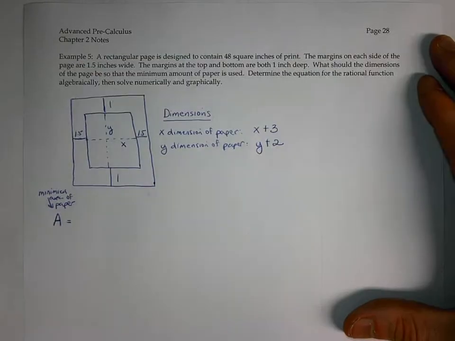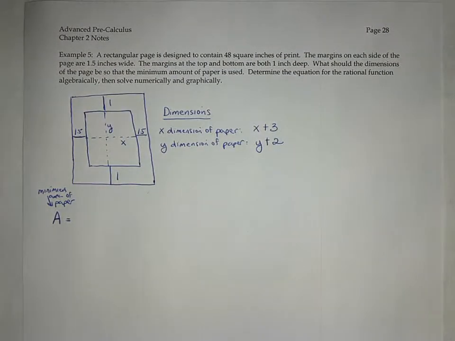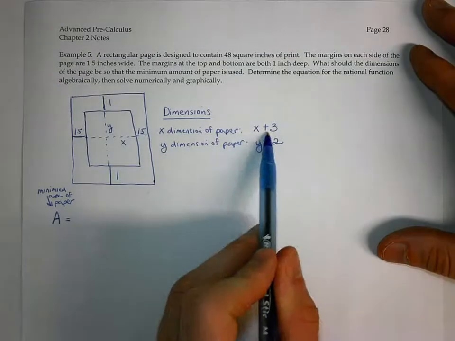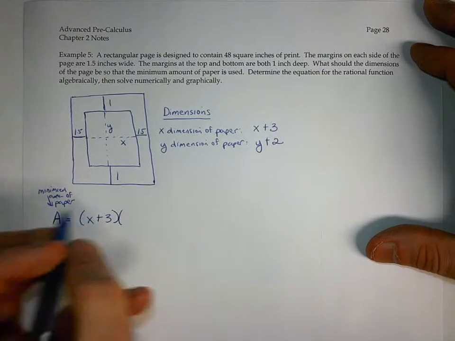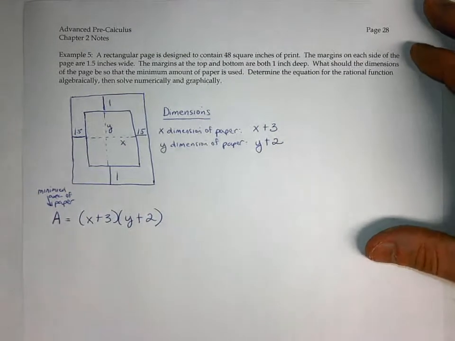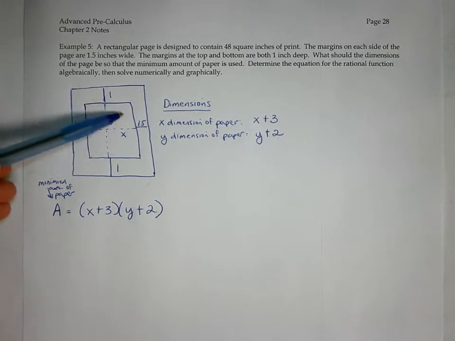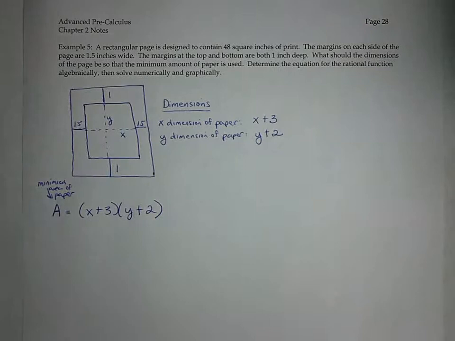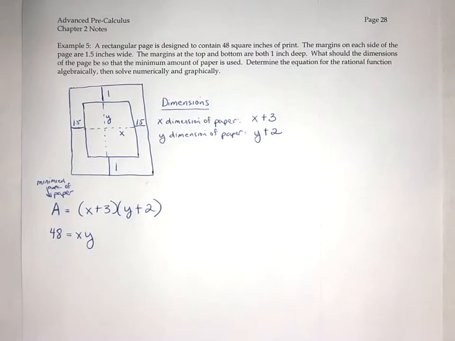So this big A that we're talking about is going to be the area of the entire page. How do we find the area of the entire page? Well, it's going to be the length times the width. If we know the x dimension of the paper is x plus 3 and the y dimension of the paper is y plus 2, my area is going to be x plus 3 times y plus 2. Now the issue is we sort of have 3 variables and one equation. Can't really do much with that. So let's use another equation. The other piece that we know is this inside area is 48 square inches of print. So let's write the area of that. We know 48 is equal to x times y.